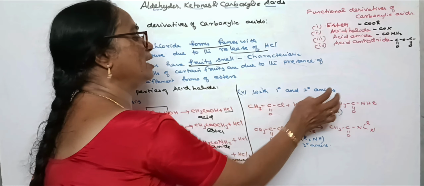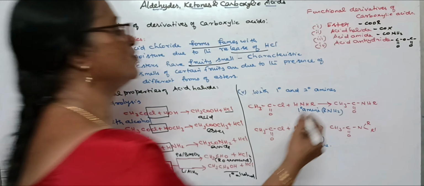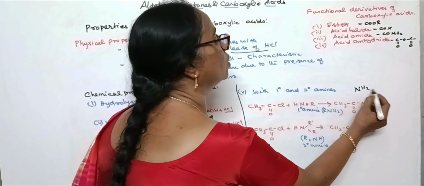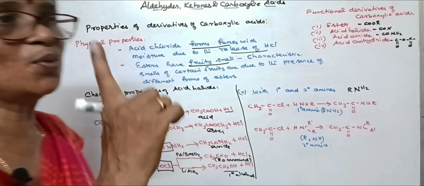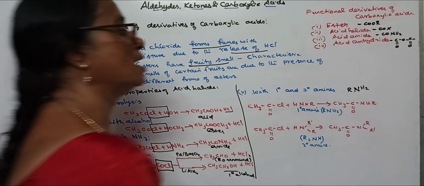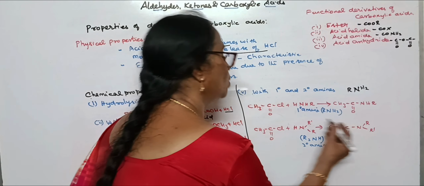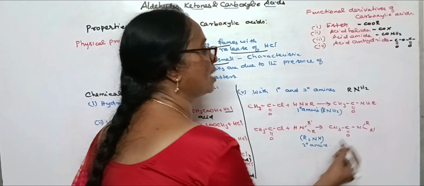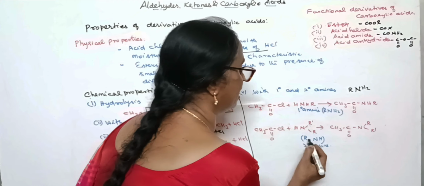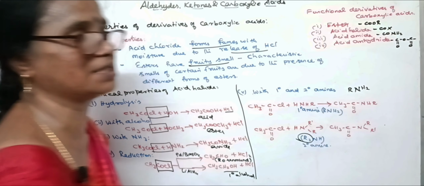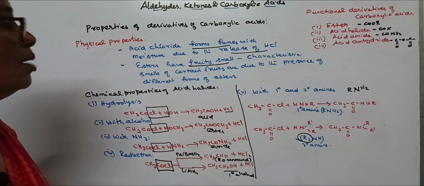Then with the primary and secondary amines, the amine functional group NH2. When only one alkyl group is present, that is said to be a primary amine. Or if two alkyl groups are present, that is called a secondary amine.